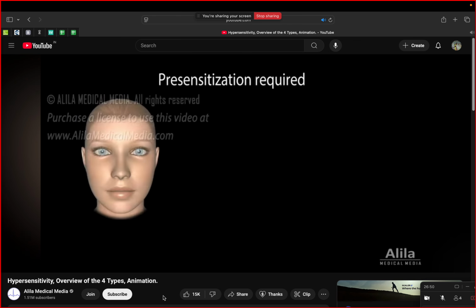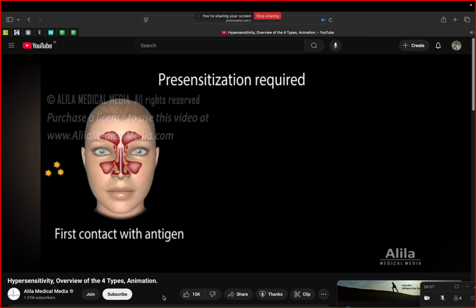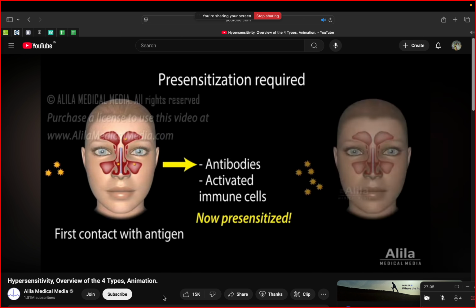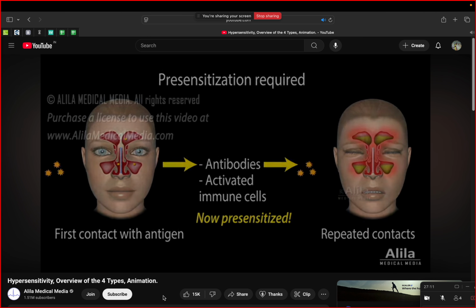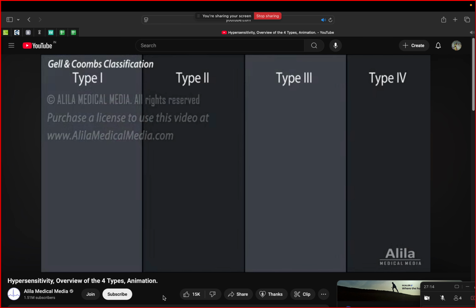Hypersensitivity reactions only occur in pre-sensitized individuals. Patients must have had a previous contact with the antigen, which produced no symptoms, but during which the body had started making antibodies or activated immune cells that may cause symptoms in subsequent exposures to the same antigen. Hypersensitivity is classified into 4 types based on mechanisms of action.